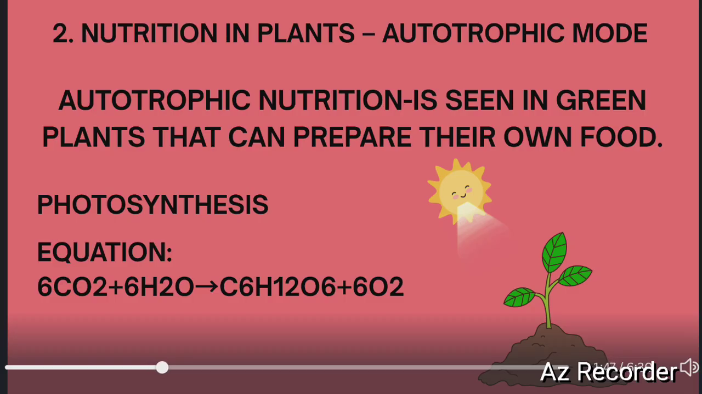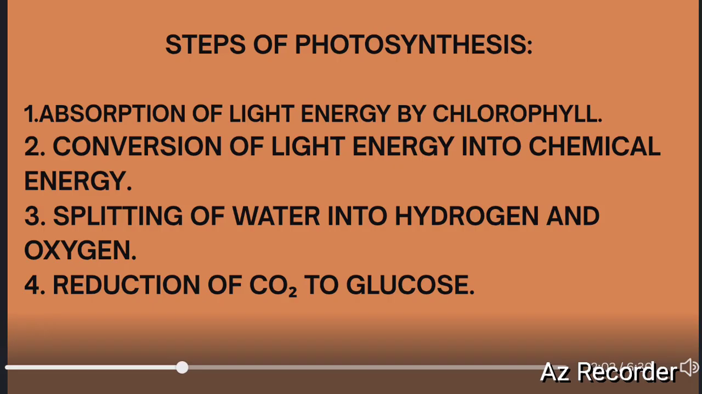So what are the main steps involved in that? Absorption of light energy by chlorophyll, conversion of light energy into chemical energy, and splitting of water into hydrogen and oxygen, and lastly the reduction of carbon dioxide to glucose, right?